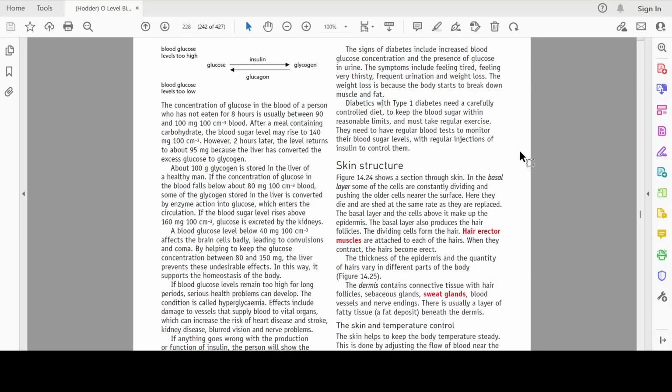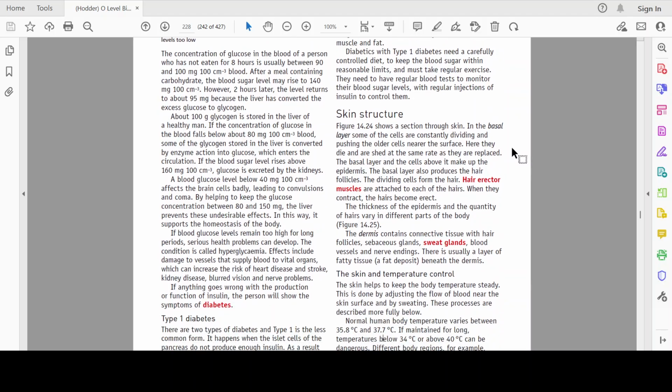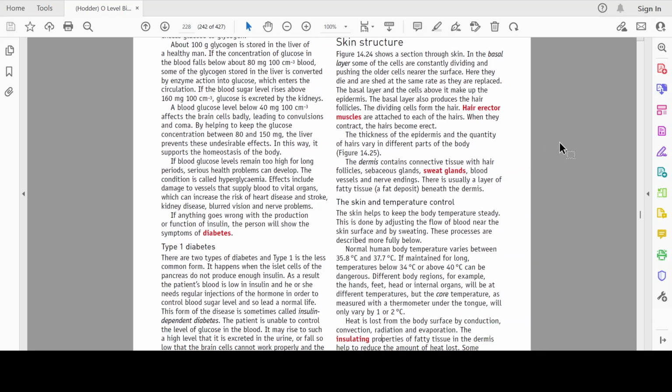Now the structure of the skin they mention over here. This is the homeostatic control of body temperature. So you have a basal layer, and some of the cells are constantly dividing. The old cells near the surface are constantly being replaced.